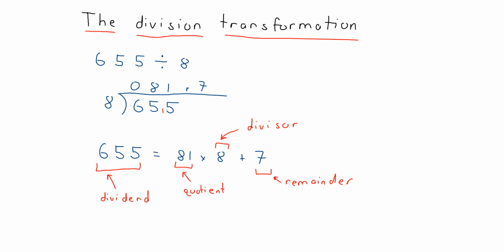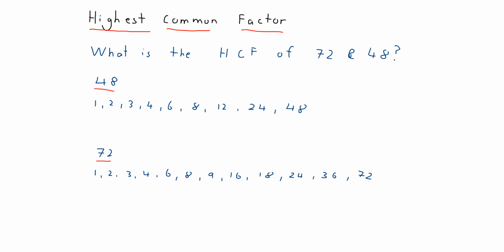Okay, so the next thing to look at is the highest common factor. The highest common factor is just the highest number that's a factor of two numbers. I've got a nice basic example here. What is the HCF, which stands for highest common factor, of 72 and 48? I write out all the factors of 48. Here they all are in this line here. I write out all the factors of 72. Here they are along this line here, and I look for the highest one. I can see the highest number that appears in both of these is 24.